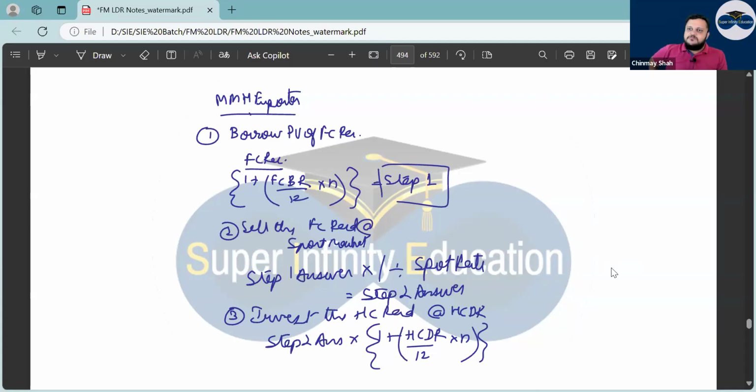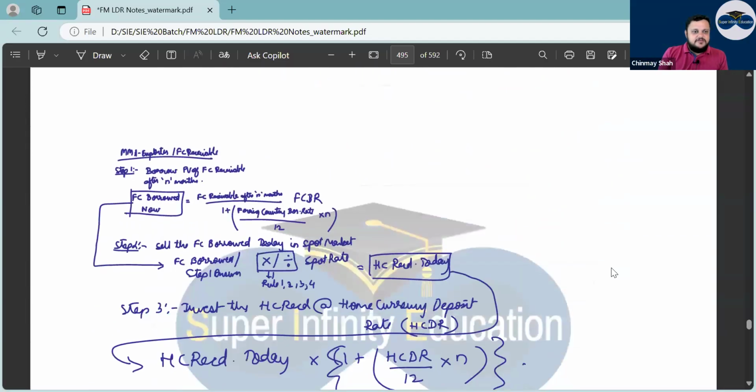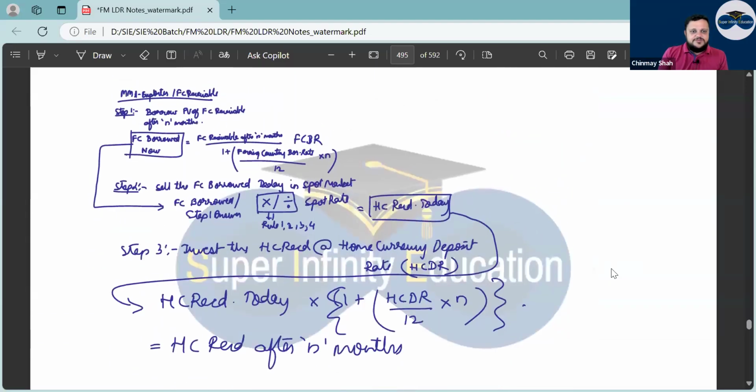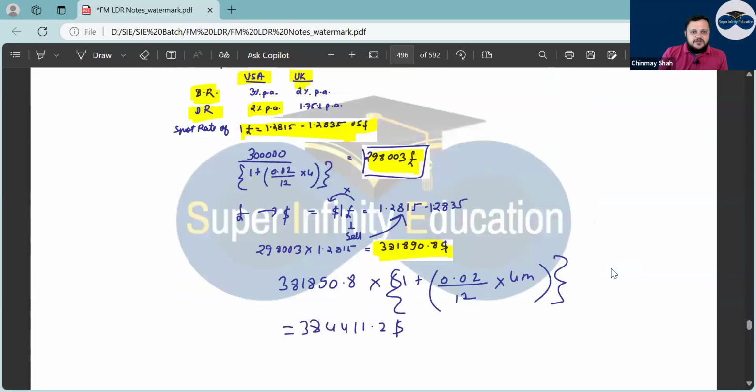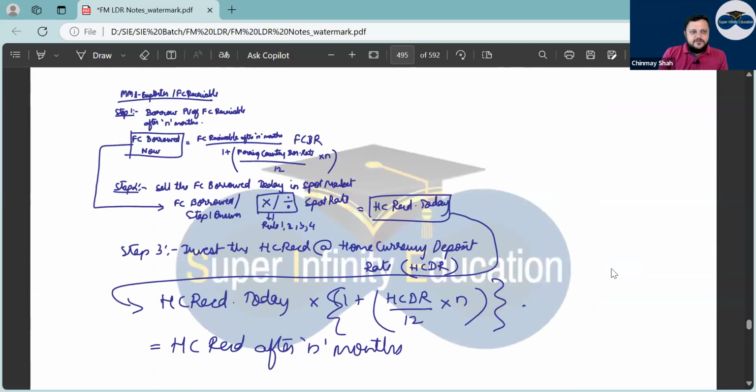See whether you're okay with it. Any problem here? MMH exporter. The pain that it took to make you understand MMH at that time, have a look. Then MMH exporter, done. MMH importer: borrow the present value of FC receivable after N months. FC borrowed now is equal to FC receivable after N months divided by 1 plus foreign currency borrowing rate by 12 into N.